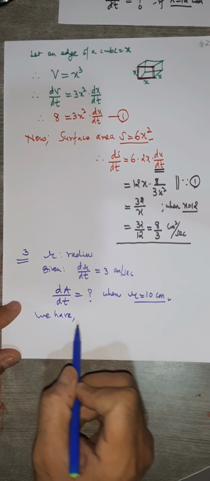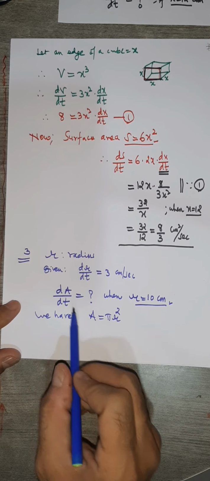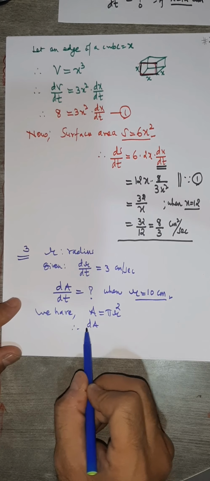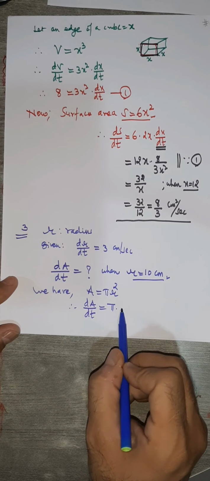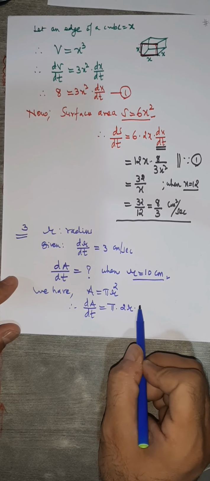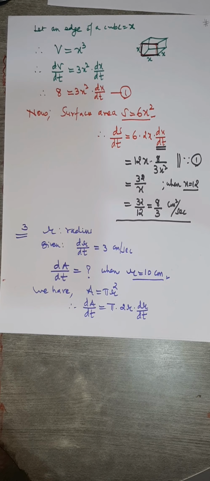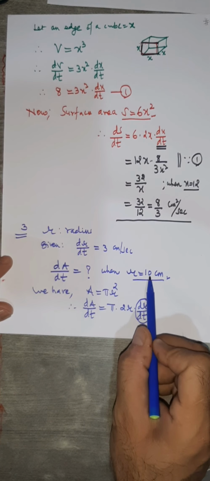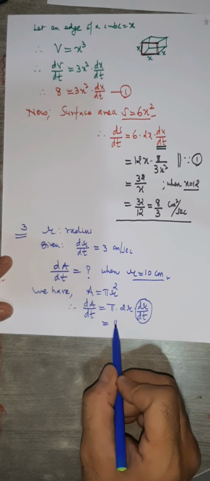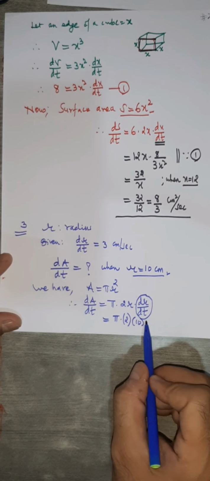You need to write the relation, that is area equals pi r square. You want dA by dt. So differentiating with respect to t, dA by dt, pi constant as it is, what is this? 2r into dr by dt. Then what you need to do? You know this r also, you know 10. So pi into 2 into 10, which is given to you when r is 10.